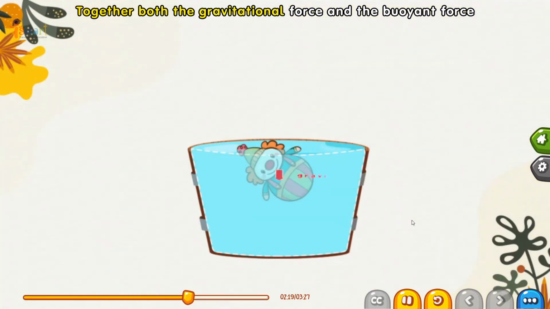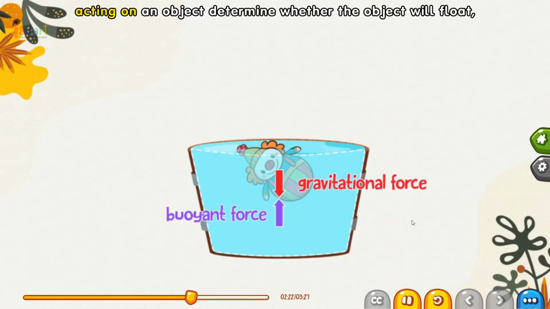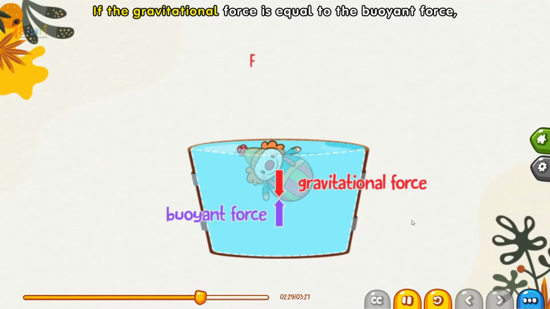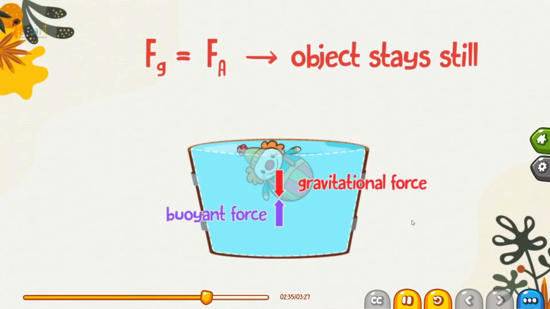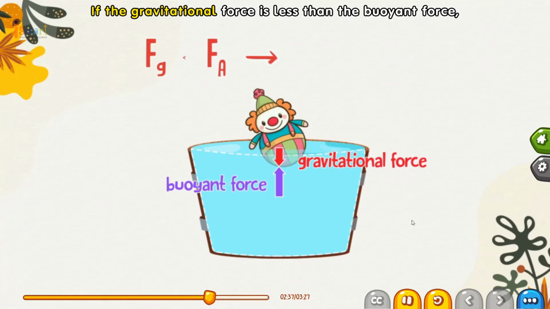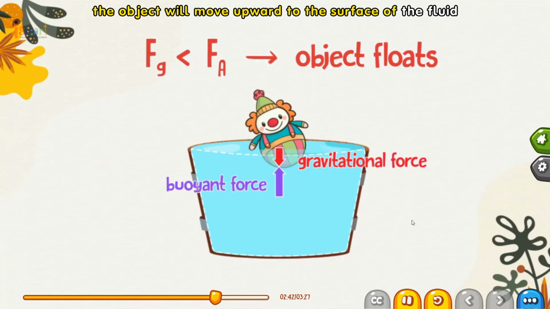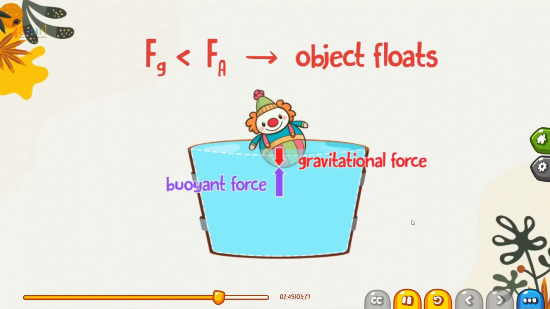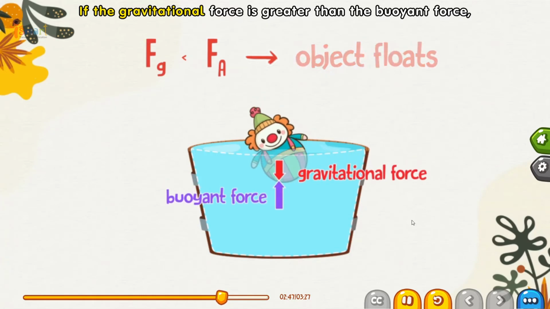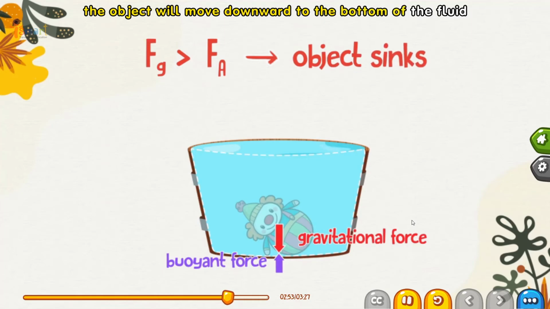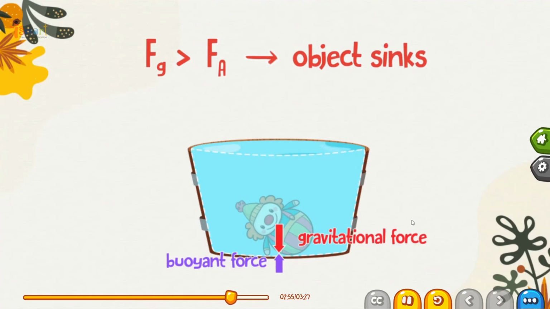Together, both the gravitational force and the buoyant force acting on an object determine whether the object will float, sink, or stay still in the fluid. If the gravitational force is equal to the buoyant force, the object will stay still in the fluid. If the gravitational force is less than the buoyant force, the object will move upward to the surface of the fluid, or we say it floats. If the gravitational force is greater than the buoyant force, the object will move downward to the bottom of the fluid, or we say it sinks.